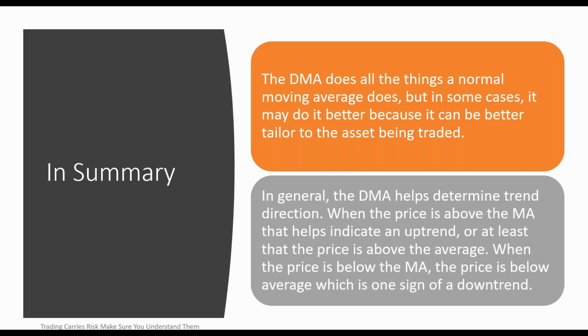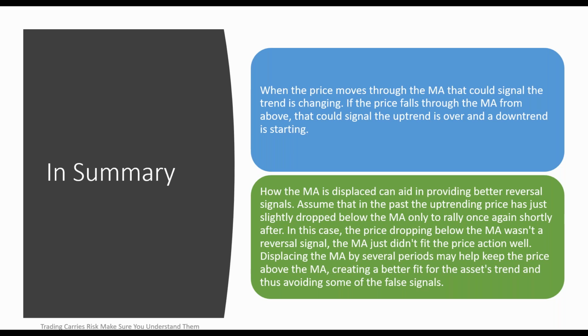In general, the DMA helps determine trend direction. When the price is above the MA, that helps indicate an uptrend, or at least that the price is above the average. When the price is below the MA, the price is below the average, which is a sign of a downtrend. When the price moves through the MA, this could signal that the trend is changing.